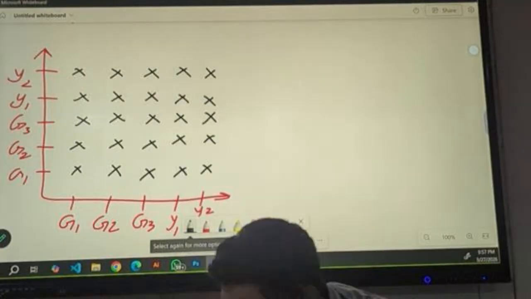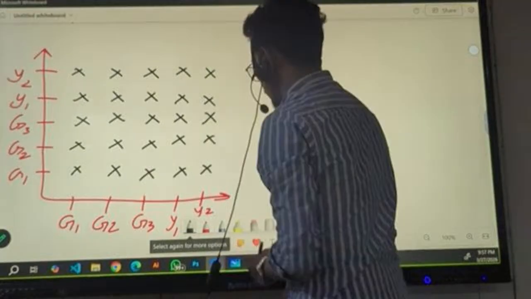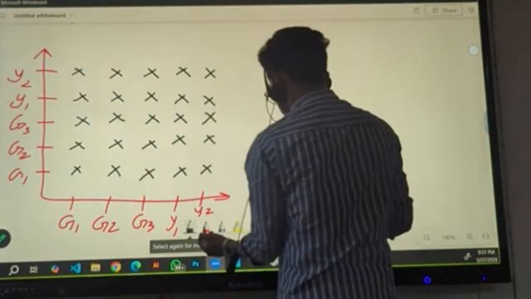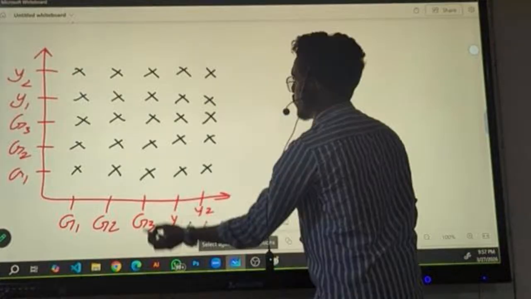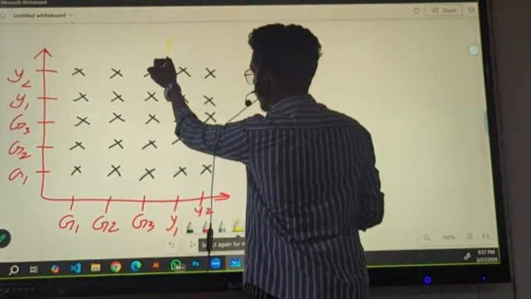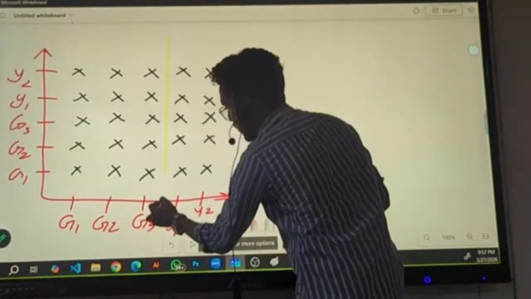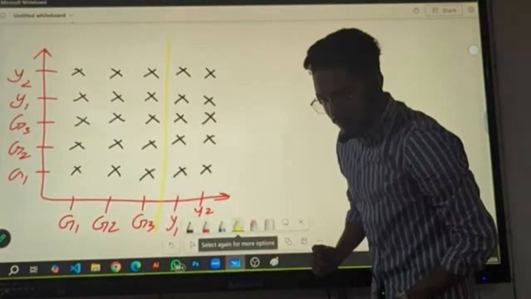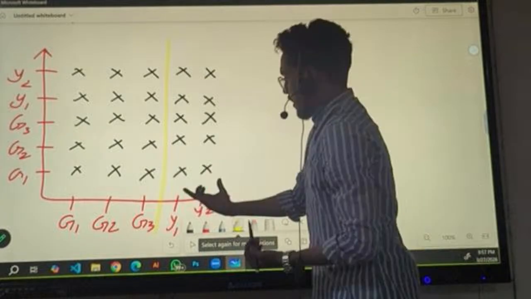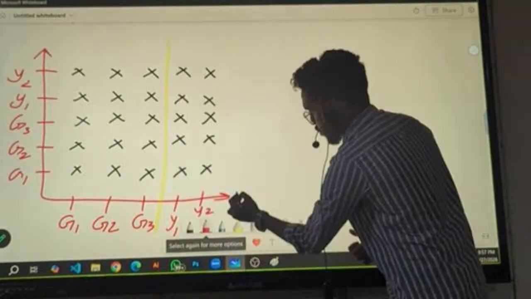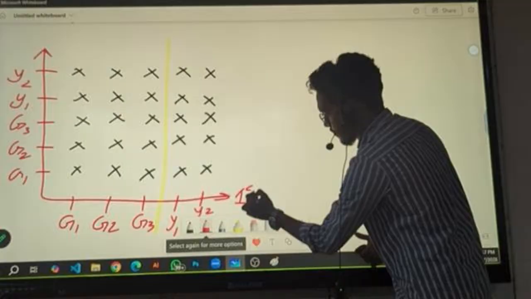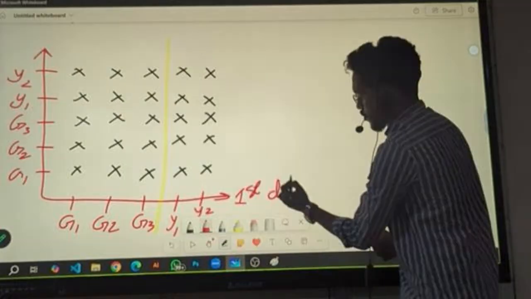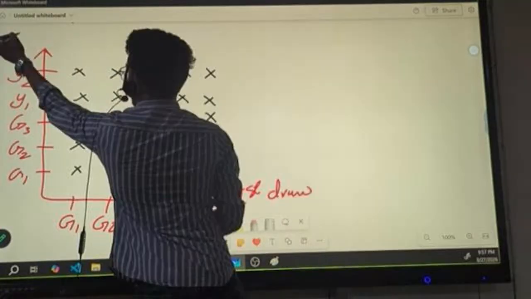Okay, perfect. Now, I told you, where did I stop? The imaginary line, right? So I'm just going to draw an imaginary line here. Now, we are done with the first draw. I'll go to the second draw also.